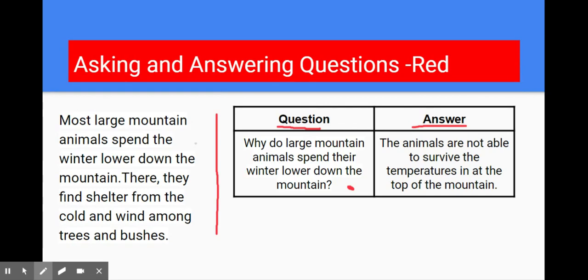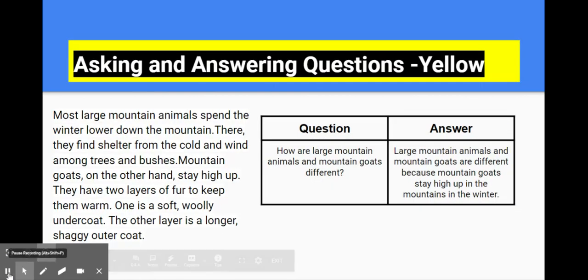It must be that these animals are not able to survive the temperatures when it's winter at the top of the mountain. Good. I used information from the text and my background knowledge or prior knowledge to answer my question. Next, we're going to work on asking yellow questions. These questions involve you comparing and contrasting information in the text or information from two different texts.